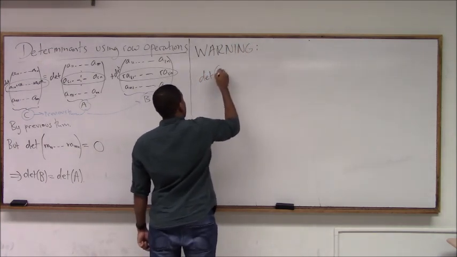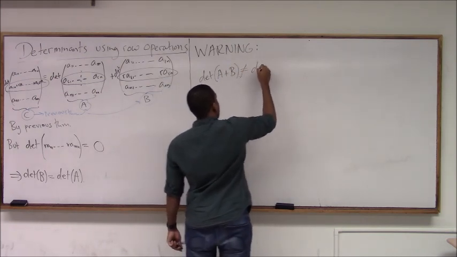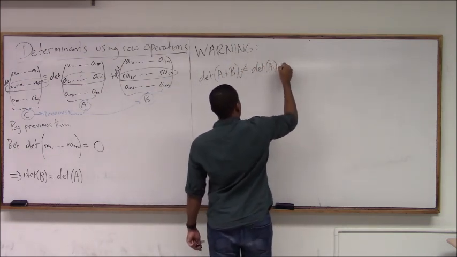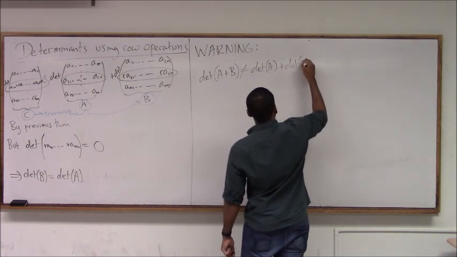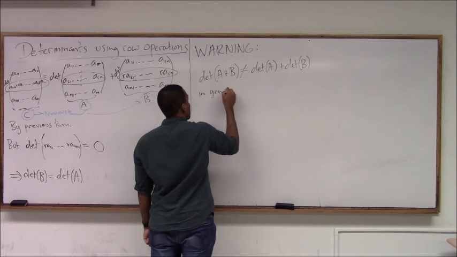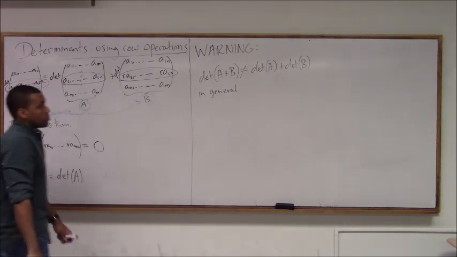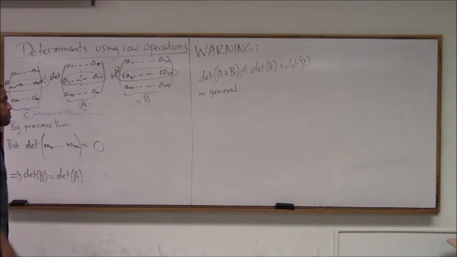Warning: the determinant of A plus B is not equal to the determinant of A plus the determinant of B in general. How can you actually see that?